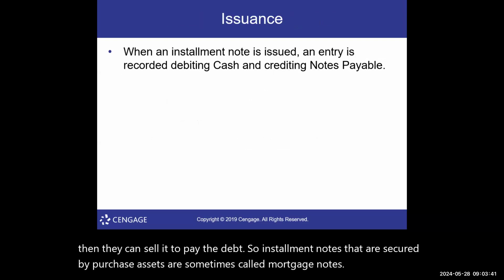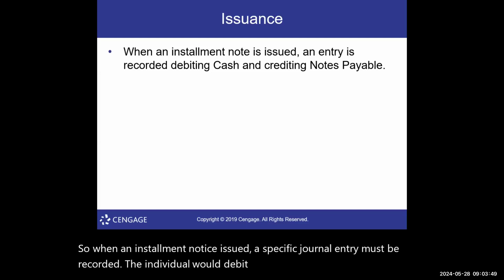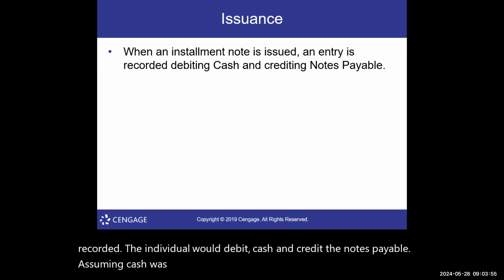When an installment note is issued, a specific journal entry must be recorded. The individual would debit cash and credit notes payable, assuming cash was received, setting up this liability.